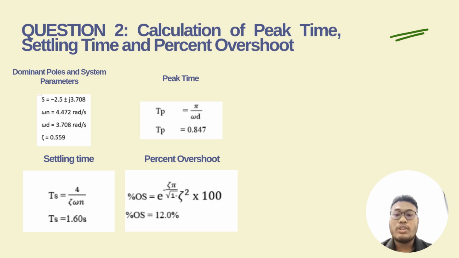Next, in equation 2, calculate the peak time, settling time, and percent overshoot. First, the dominant pole and the system parameters can be obtained from the transfer function, which are s as a pole, omega n, omega d, and theta. After we get the values, we can get the peak time, settling time, and percent overshoot following the formulas.